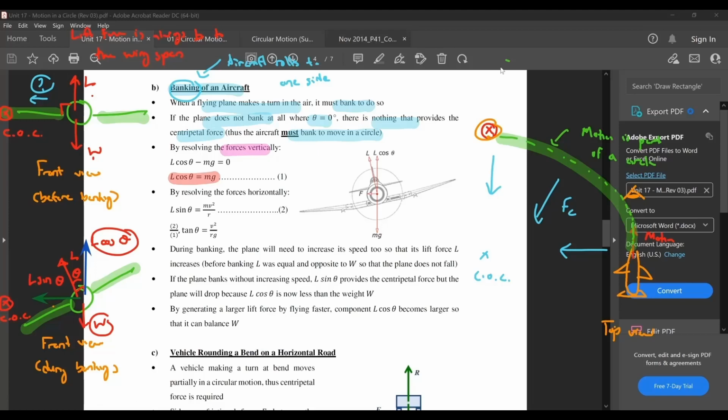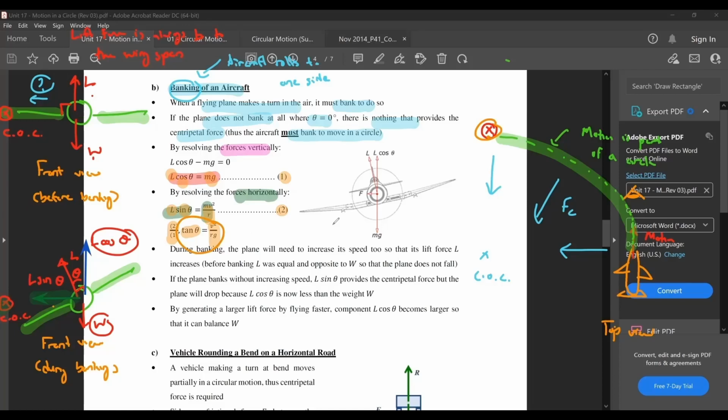But then now when we consider the forces horizontally, we know that this L sine theta is actually acting as my centripetal force. So L sine theta is actually mv squared over R. All right. Now I want to simplify this relation. I can take equation 2 divided by equation 1 because I want to get rid of sine and cos. I want to make them a single function. So equation 2 divided by equation 1, L will cancel. Sine theta over cos theta will give me tangent theta. mv squared over R over mg will give me v squared over rg. So this relation here applies to the banking aircraft right now.